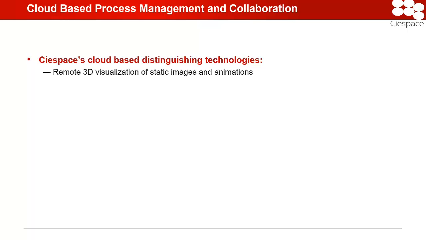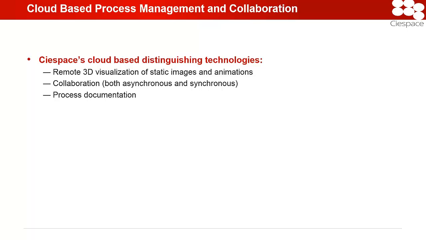Over the next 3 minutes, I will demonstrate C-Space's cloud-based distinguishing technologies, which are remote 3D visualization of static images and animation, collaboration, both asynchronous and synchronous, and process documentation. These capabilities are helping companies achieve better alignment between their design, prototyping, and manufacturing processes, which in turn reduces time to market and eliminates expensive redesign time and prototyping and manufacturing costs.